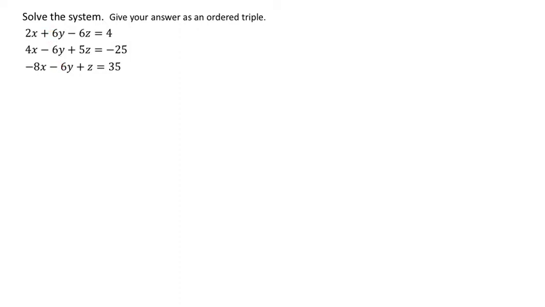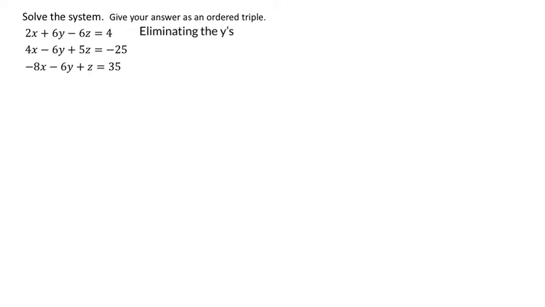Remember, start out with some purpose. Start out with thinking about what process you want to use. What variable looks like it's easier to eliminate here? Looks like it's the y's. The reason is that this y has a positive 6, and these other two are negative 6. They're opposites. So I'm choosing to eliminate the y's.